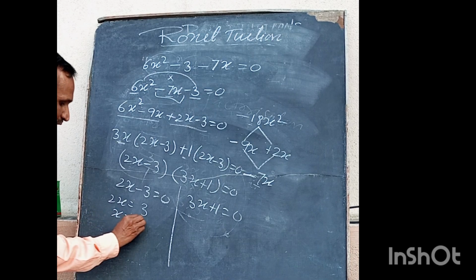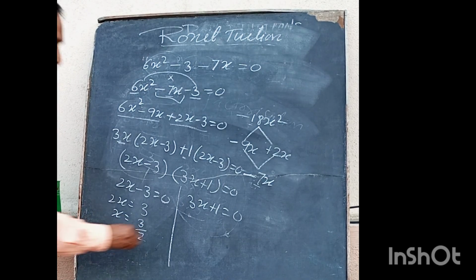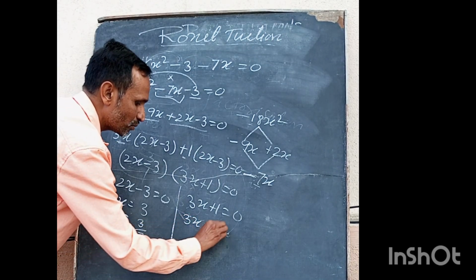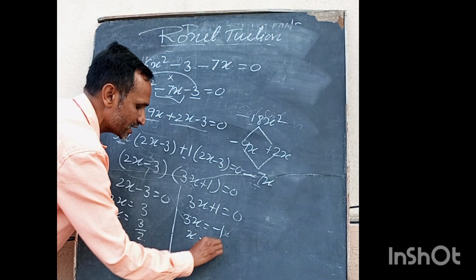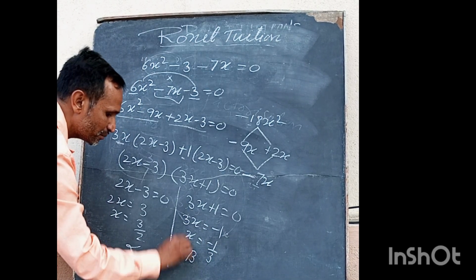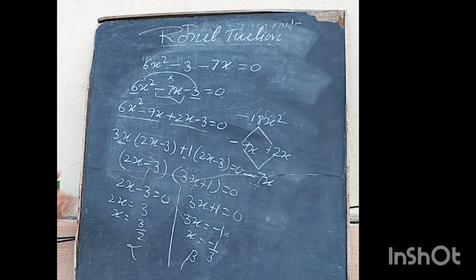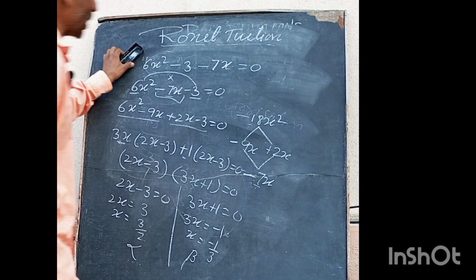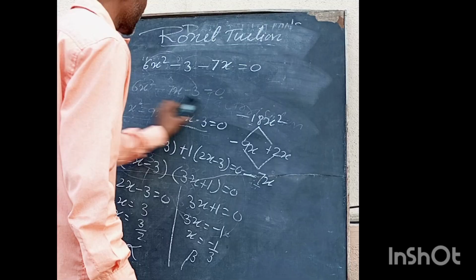Now x is equal to 3 by 2. Similarly, 3x is equal to minus 1, so x is equal to minus 1 by 3. This we can call alpha, and this we can call beta. Now we have found alpha and beta. Next we are going to find the relationship between the coefficients and the alpha and beta.